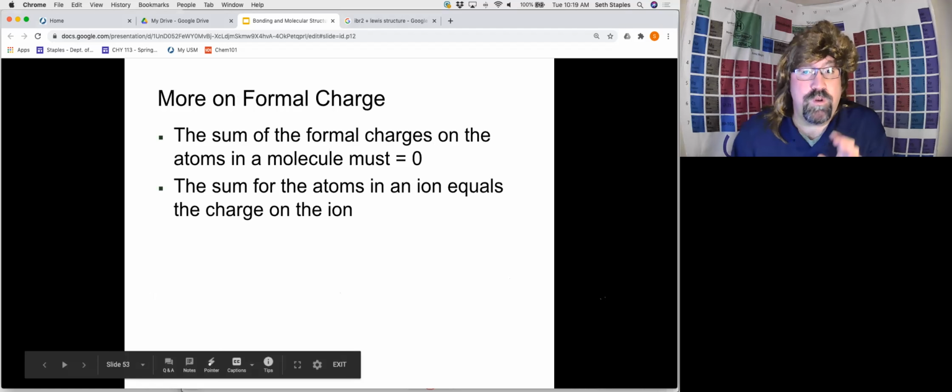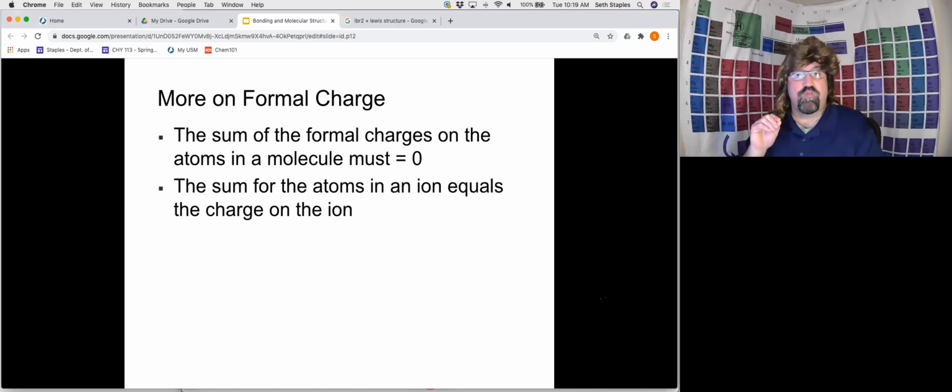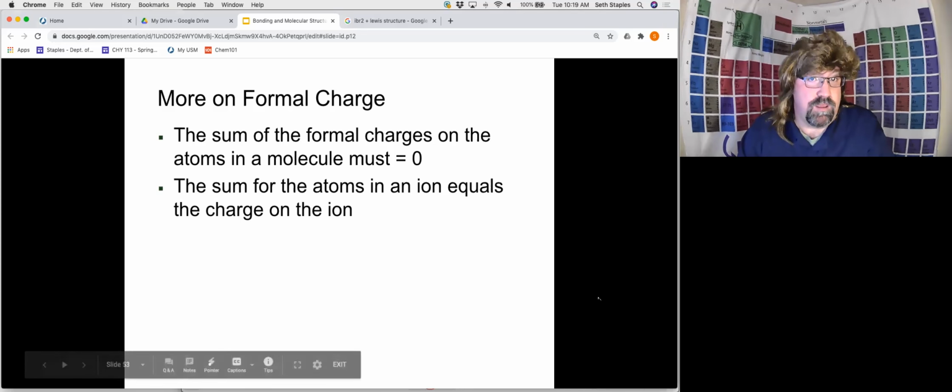And so when you're looking at formal charges, the sum of formal charges in a neutral molecule must equal 0. If you're working with an ion, something like carbonate, CO3 2-, then the sum of the formal charges must be equal to the charge on that ion. So it would be 2- in the case of carbonate. And so that's another way to make sure that you've got your formal charges correct. They should add up to 0 in a neutral molecule and to the charge of the ion in a polyatomic.